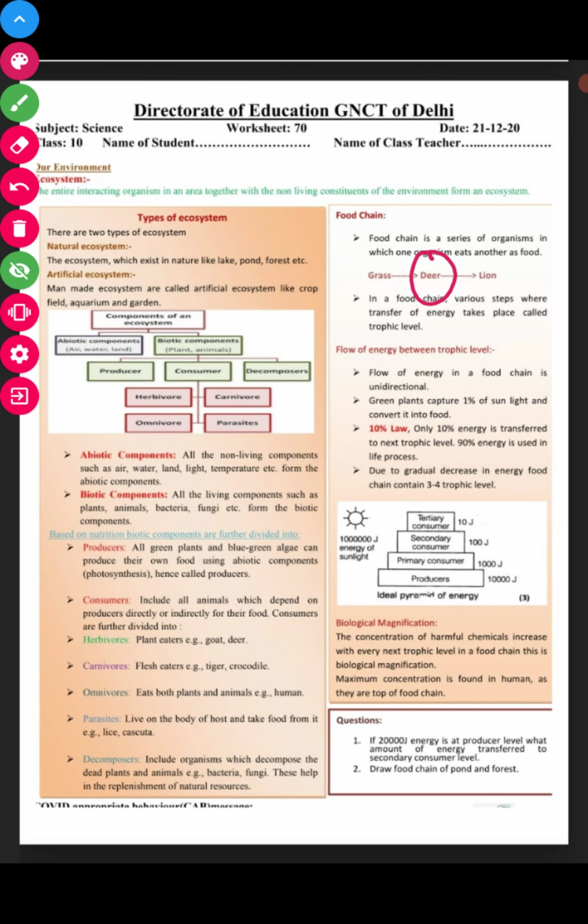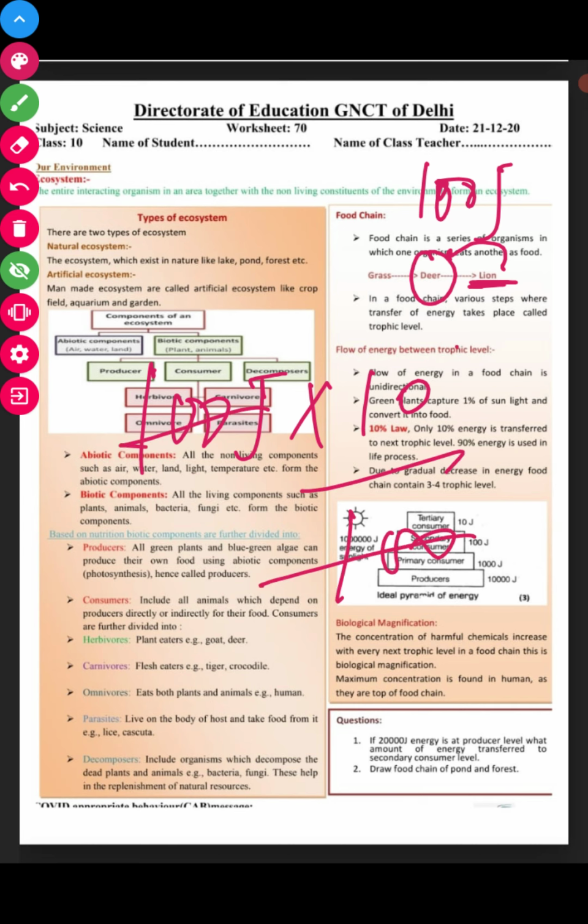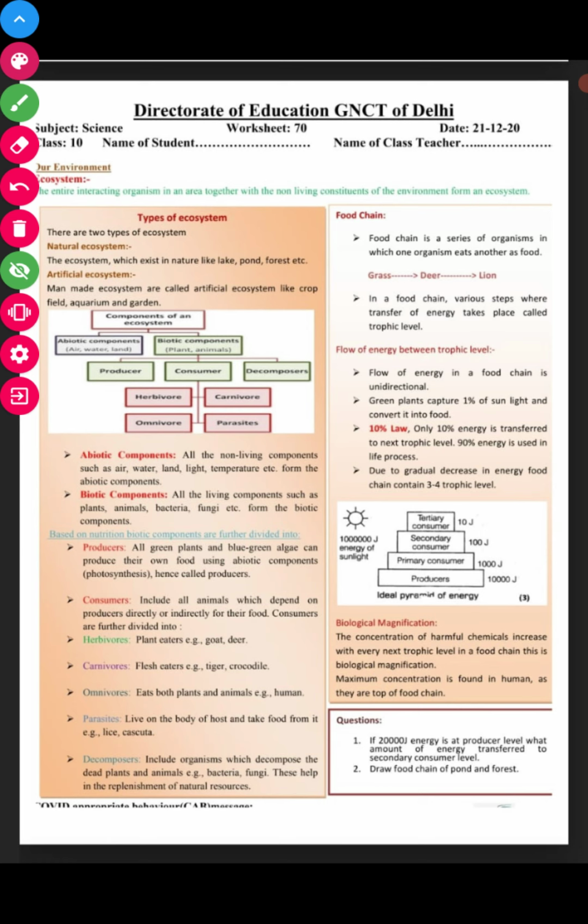Now coming to the next trophic level. The deer gets 100 joule of energy. What about the lion? When the lion eats this deer, it gets 10% of this 100 joule. Let's see how much energy the lion will get. Just 10%. I hope it is clear to you.